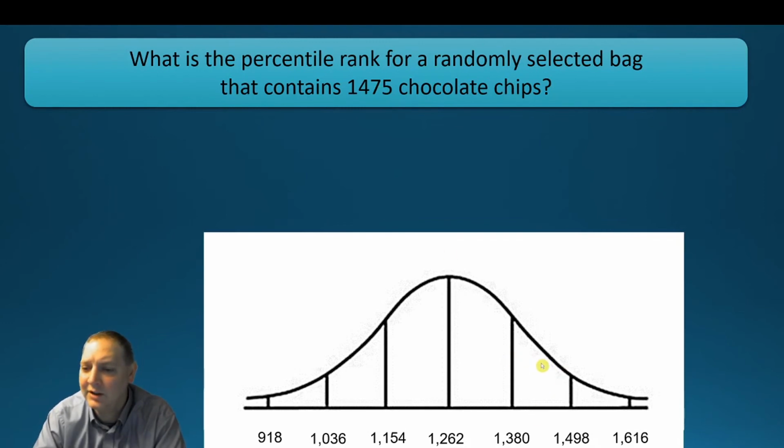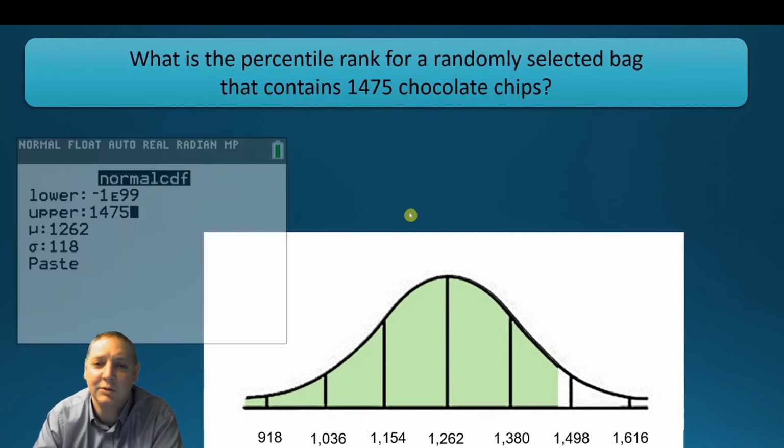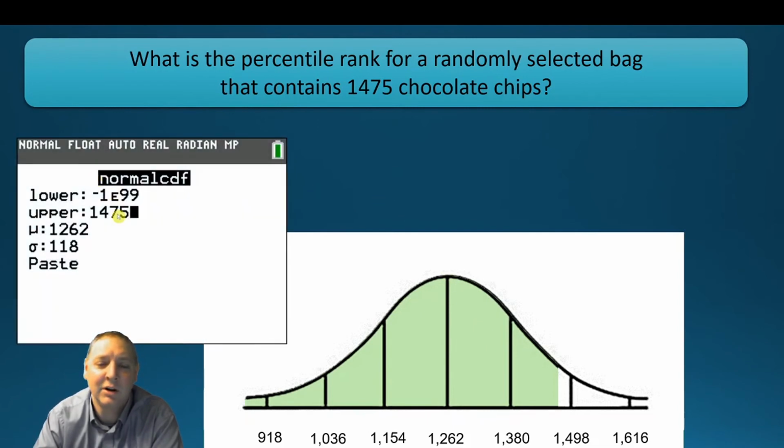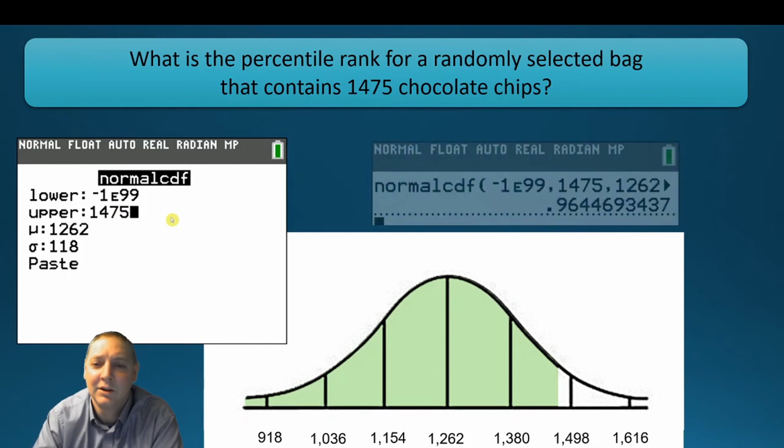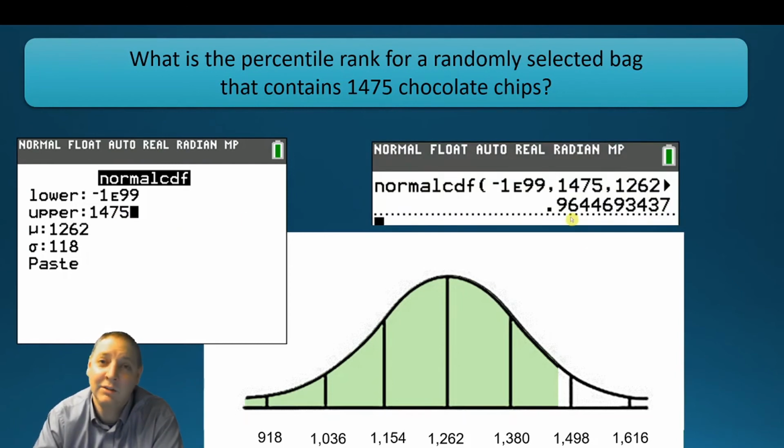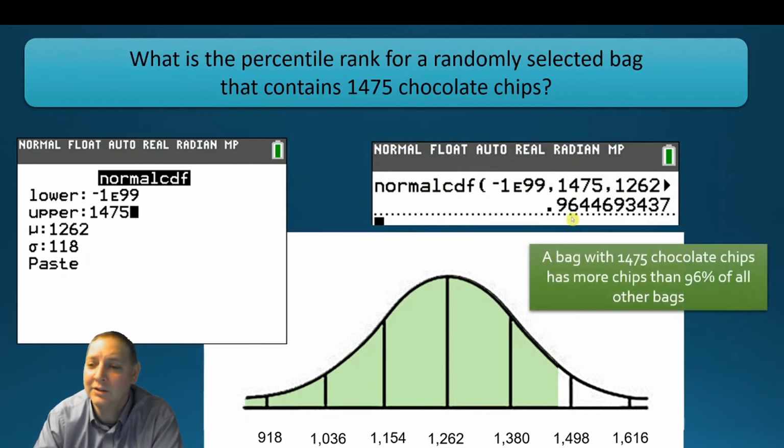It's over here on the right side. All right, so this is going to have more chips than what percent of the rest of the population? So we're already all the way to the right, so we should expect something bigger than 50 because we have over half the graph already shaded in. And so we have from negative infinity up to that mark, 1,475. Running a calculation, we see it's going to have a lot more chips than a lot. In fact, it's going to have more than 96% of all the other bags out there.